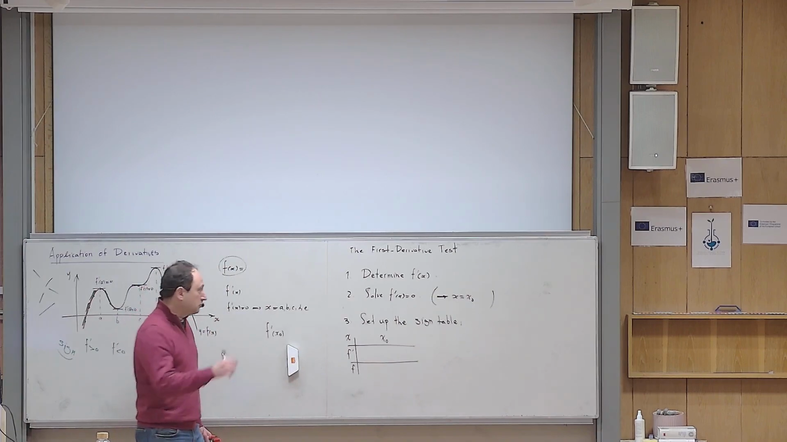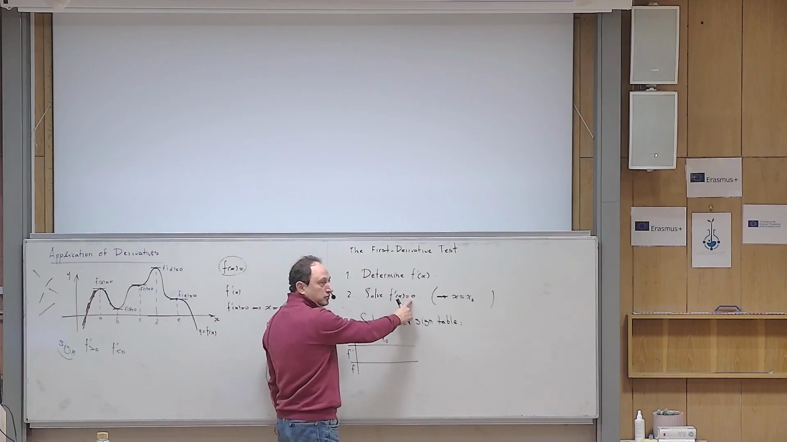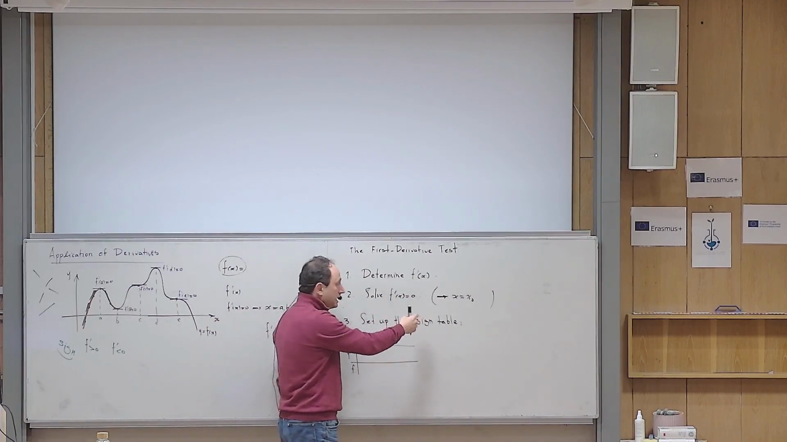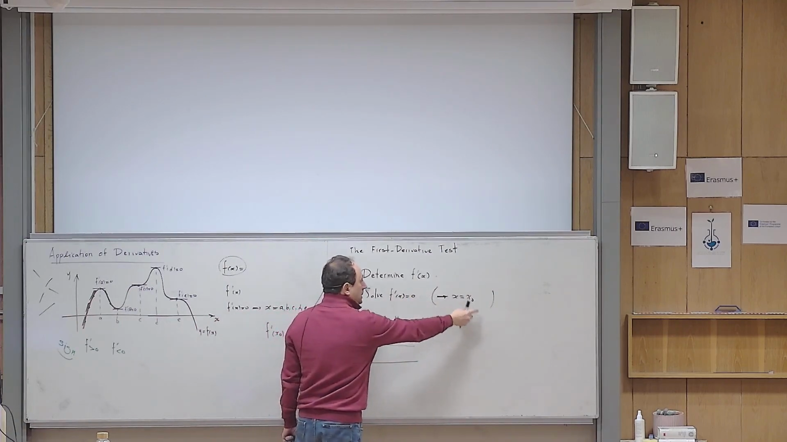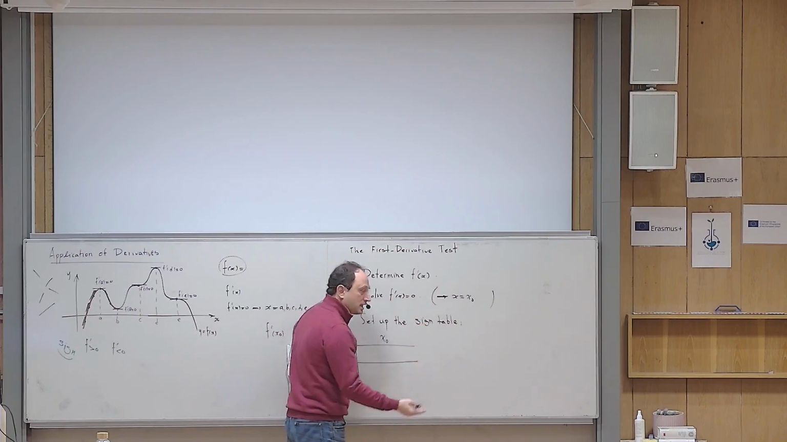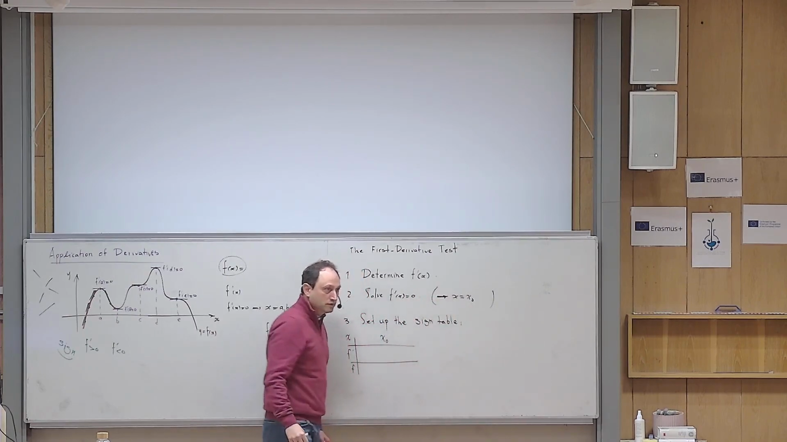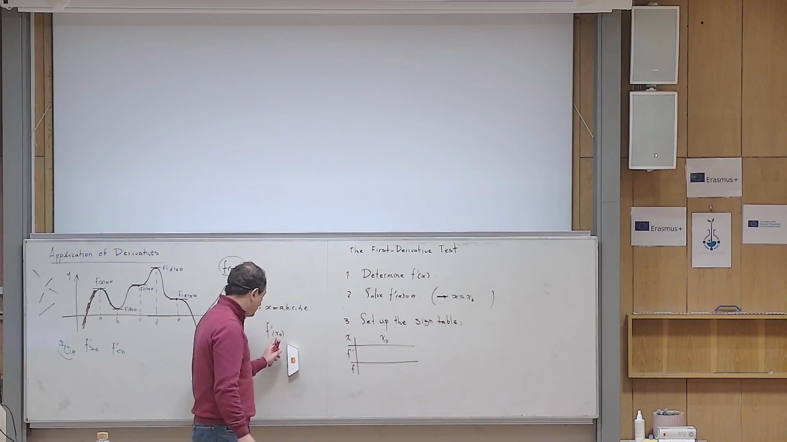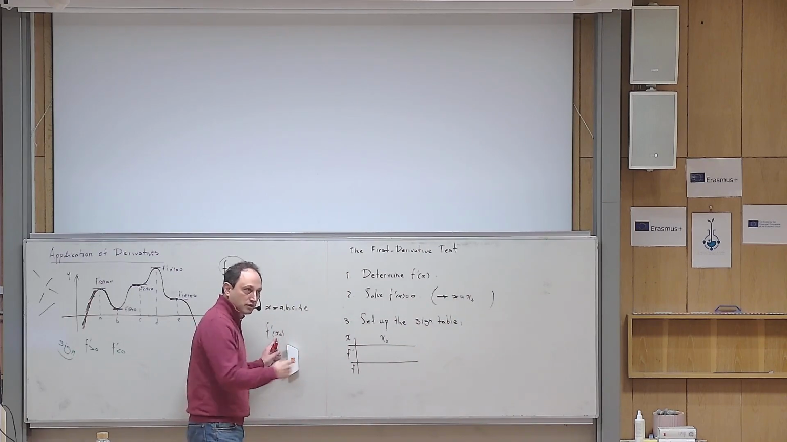Zero. Why? Because I myself put it equal to 0 and solved that. When I solved that, I got x naught. It means that if I put x naught back in my derivative, the answer becomes 0. Of course, what you said is correct, but I can write it simpler.